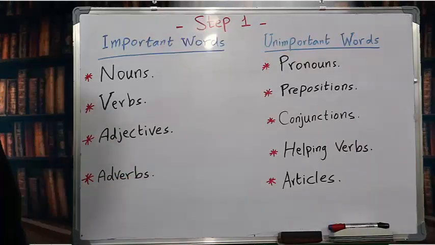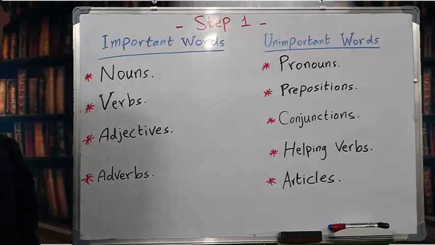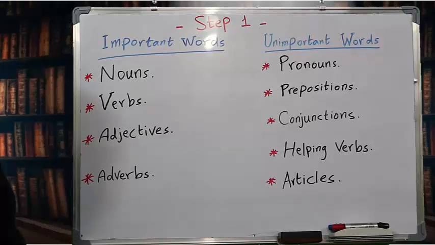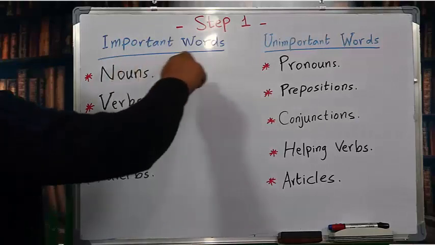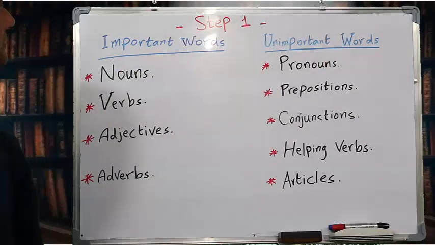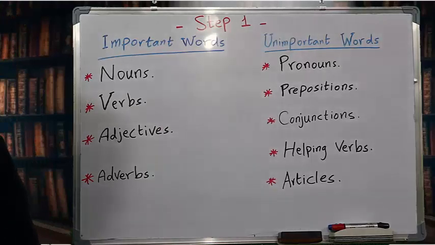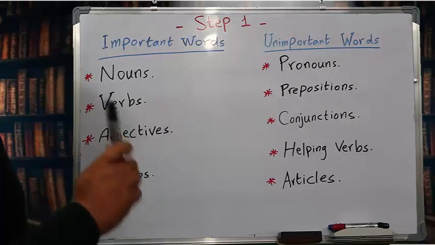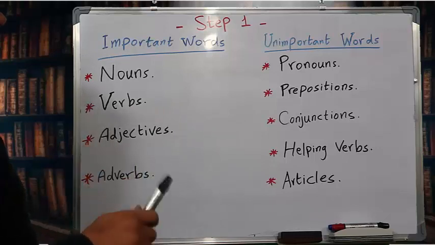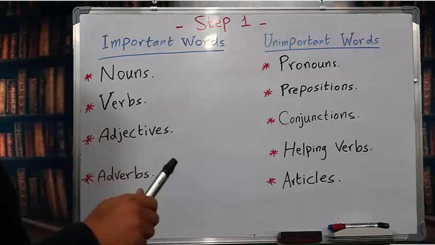Here we go, guys, to step 1 in details. In this step we divide the English words into 2 sections: important words and unimportant words. That means while speaking daily conversation, we must pay attention to the type or the kind of each word we say. That is very important for the next steps.